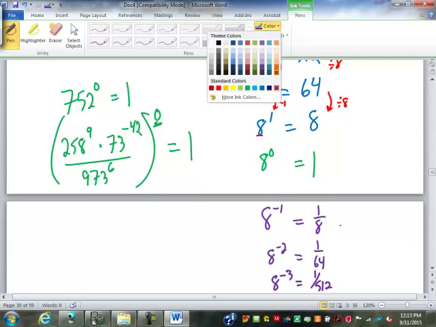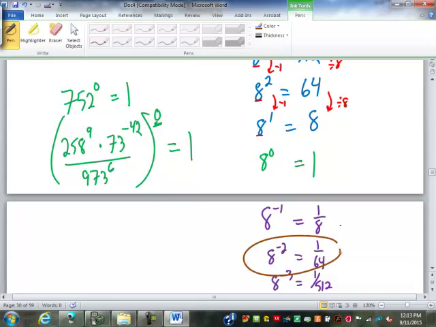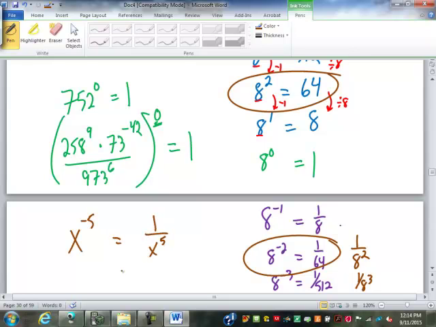We notice a correlation between the negative powers and the positive powers. 8 to the power of negative 2 is just 1 over 8 to the positive 2. 8 to the negative 3: 8 to the third was 512, so 8 to the negative 3 is 1 over 512, or 1 over 8 to the third. So x to the negative 5th power is defined to be 1 over x to the positive 5th power.